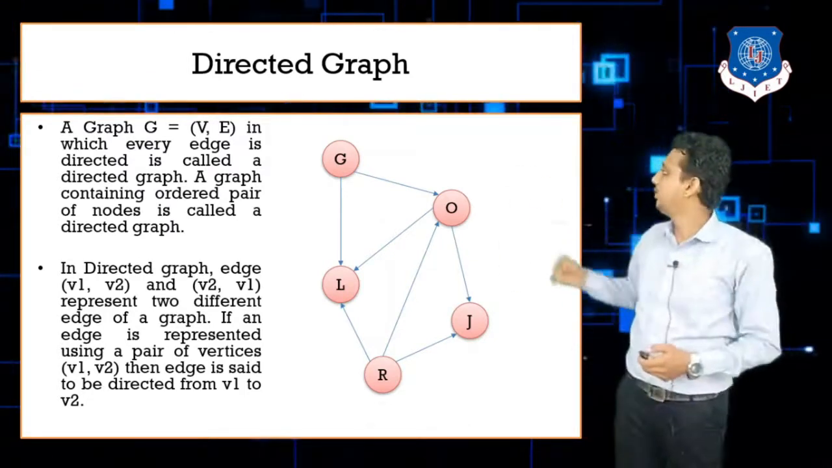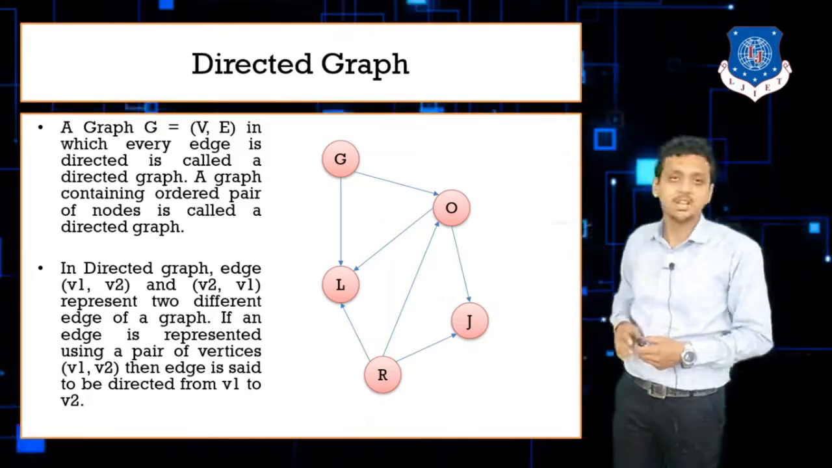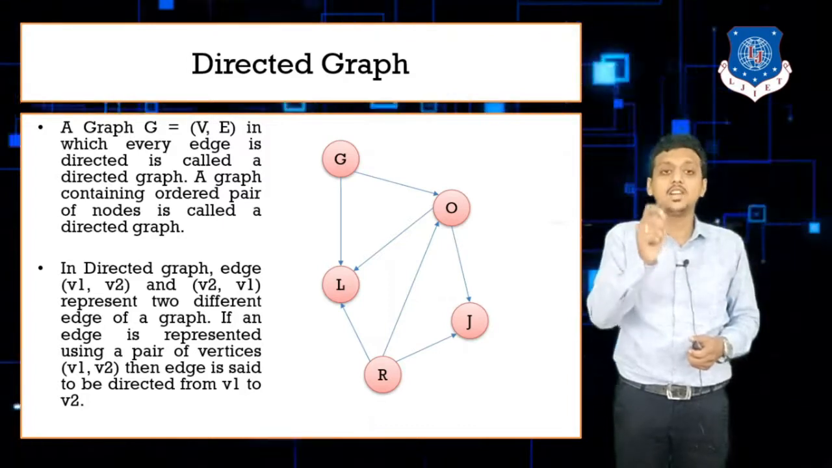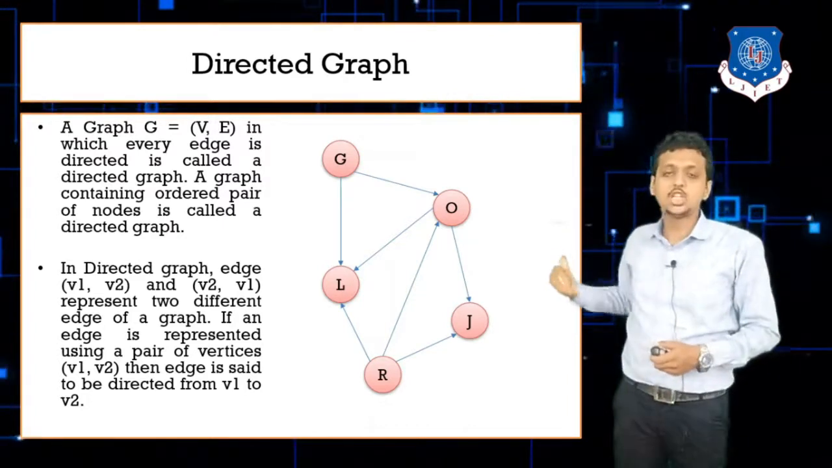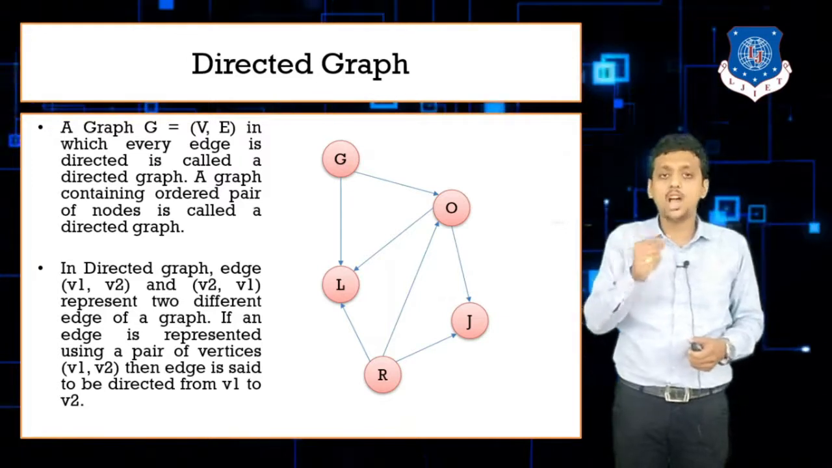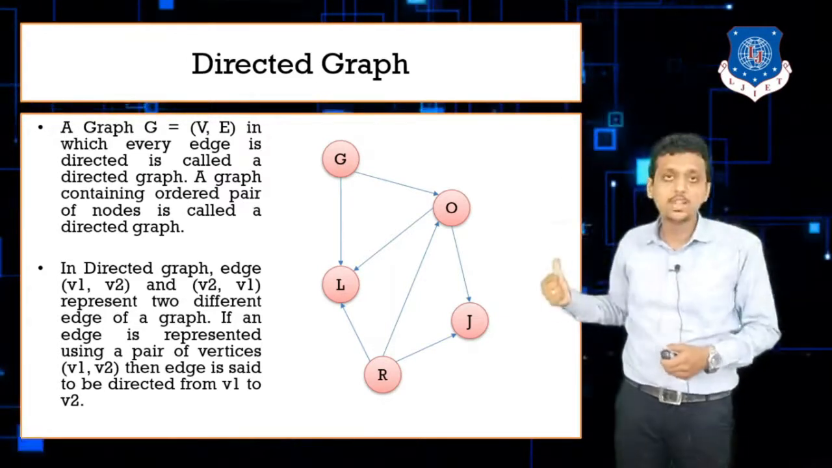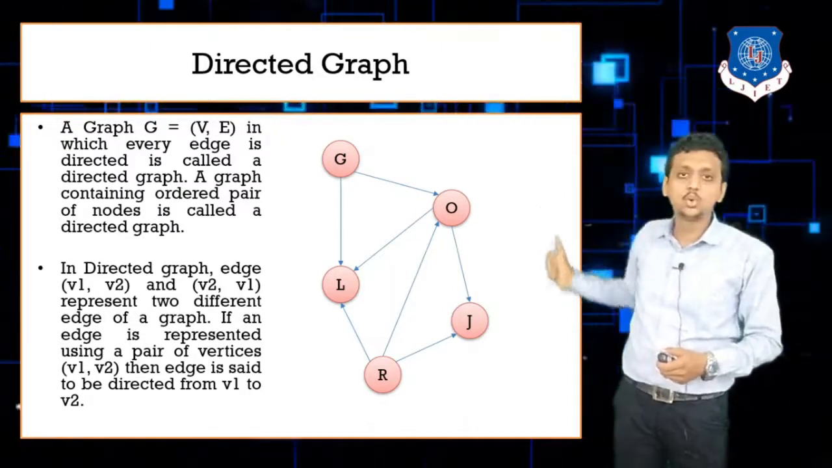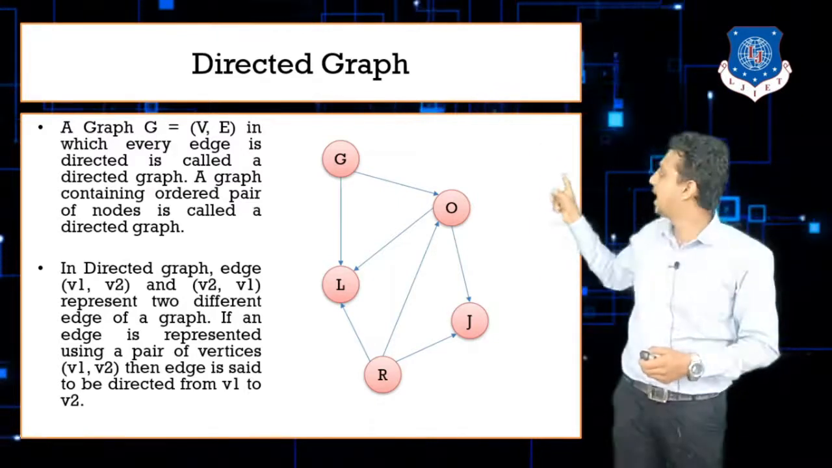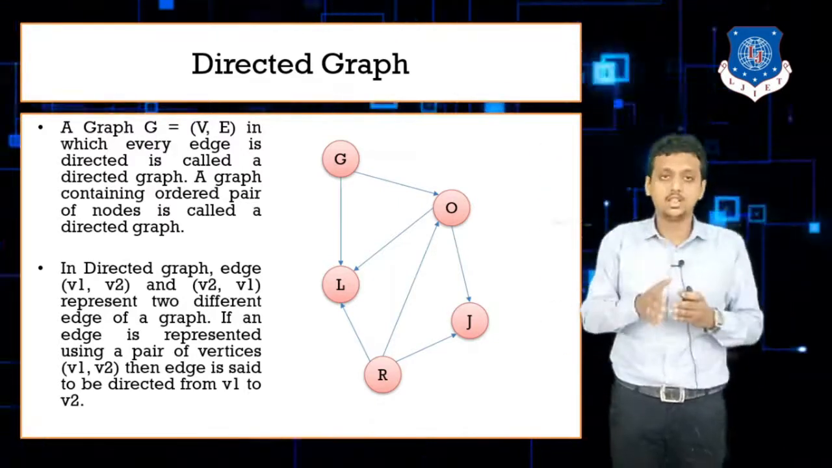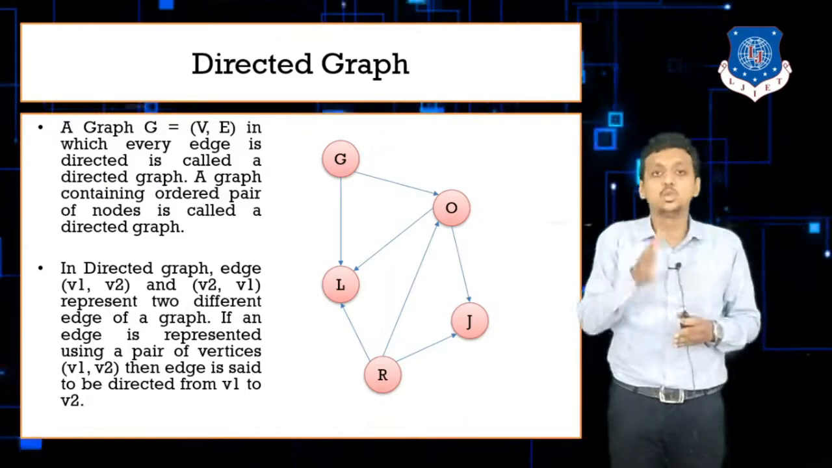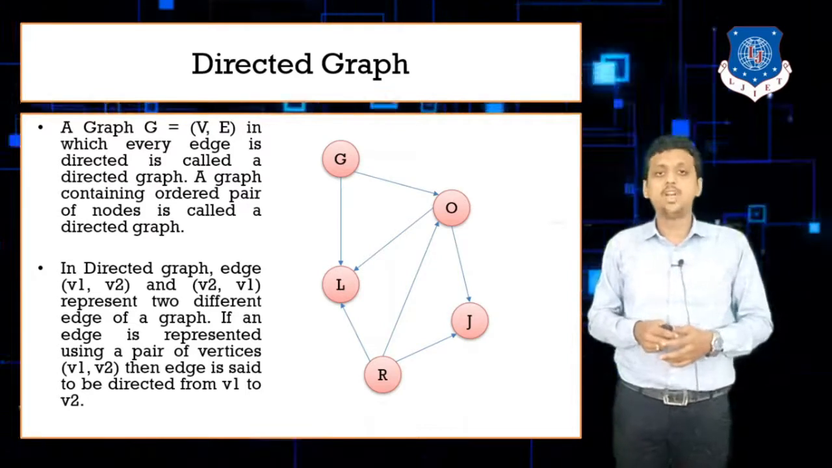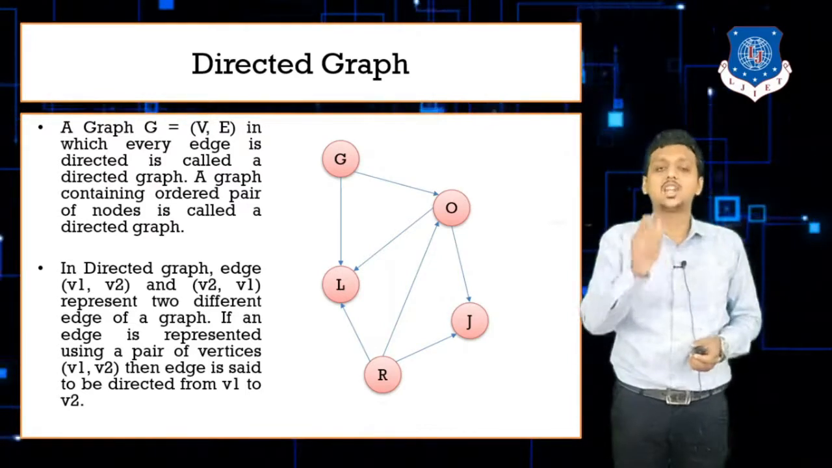So here, if you just imagine a situation where G is our source node and J is our destination node, that means G is our source position and I need to reach J. So how can I reach J from G? It can be like this: just go straight from G to O, then O to J, G to O and O to J. So this is a direction that shows a path to reach a destination. Such a type of graph is also known as a directed graph, where every edge contains a direction.